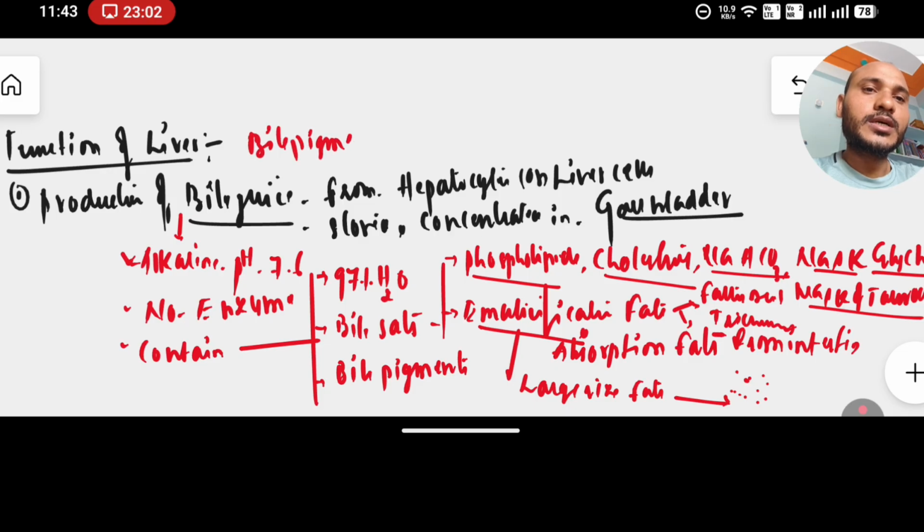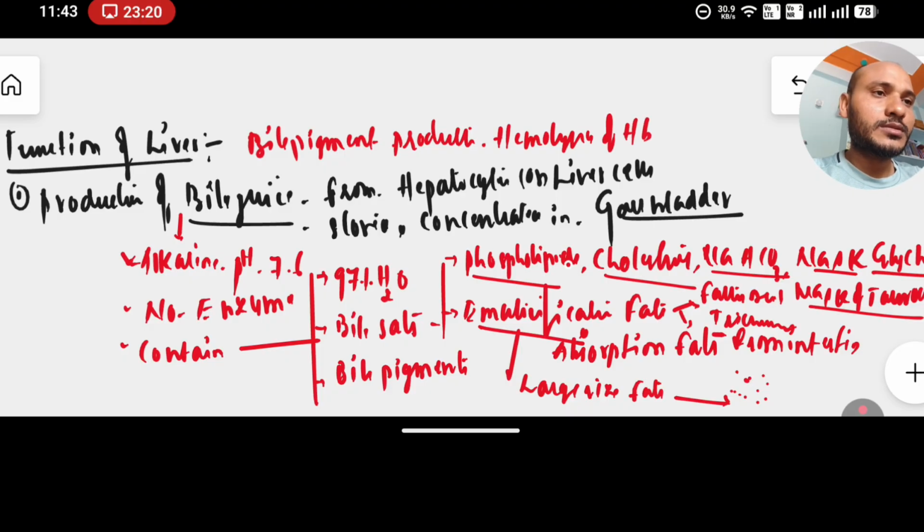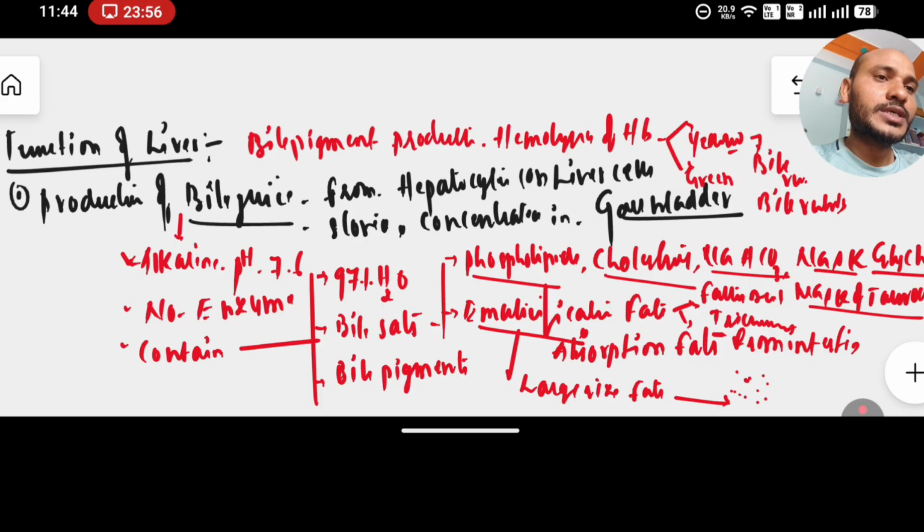Generally, bile pigments are the product of hemoglobin. After completion of the lifespan of RBCs, the hemoglobin undergoes lysis, and then it produces bile pigments. There are two types of pigments: one is yellowish in color and the other is greenish. The yellowish pigment is called bilirubin and the greenish pigment is called biliverdin. These two are bile pigments, produced due to lysis of hemoglobin after completion of the RBC life cycle in the spleen or liver.